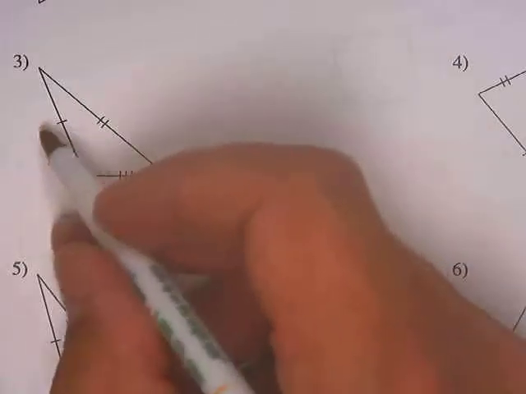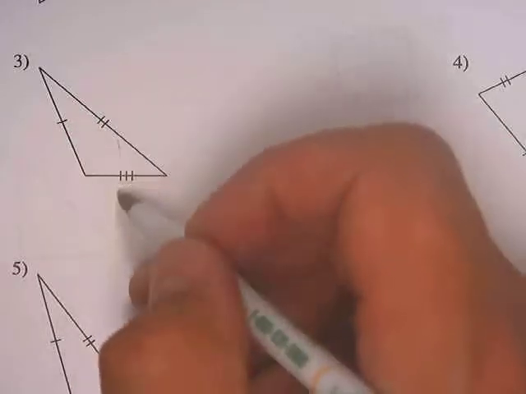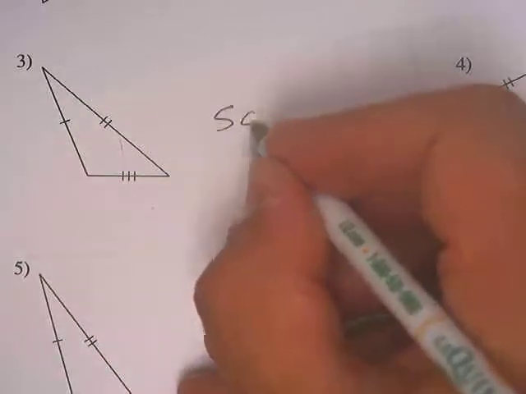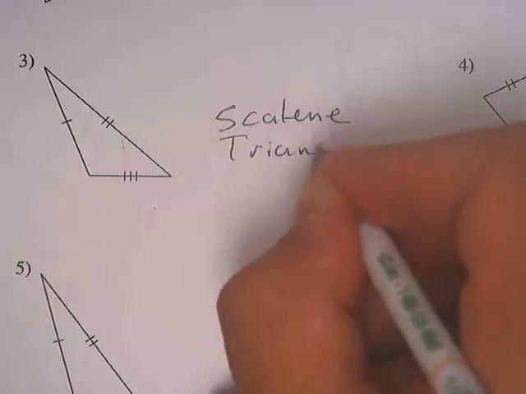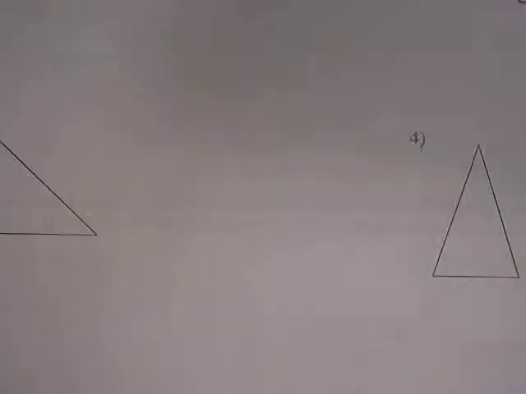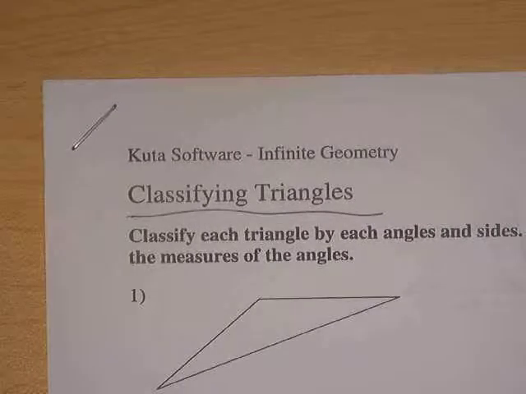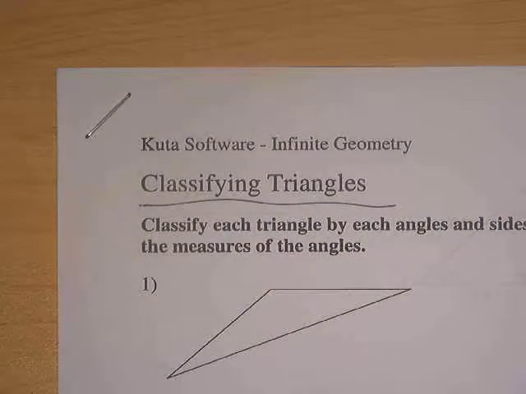Okay. Let's go down and look at some other ones. All right, this one. See, these all have marks, but the marks are all different. So if you look at the sides, none of the sides are the same. So it must be a scalene triangle. And so on. So I'll let you work on that later.